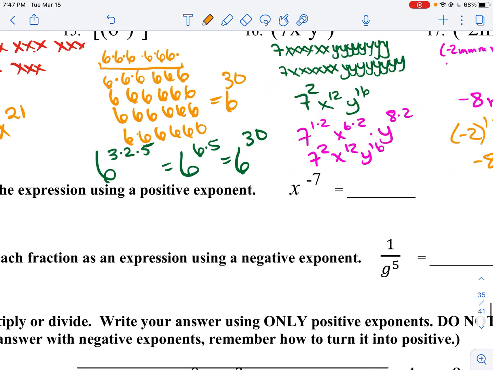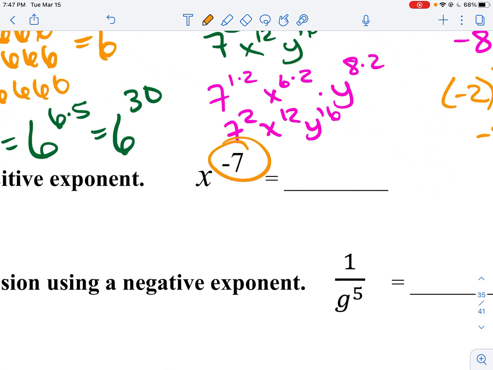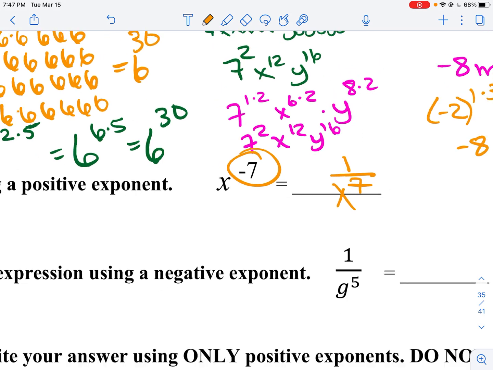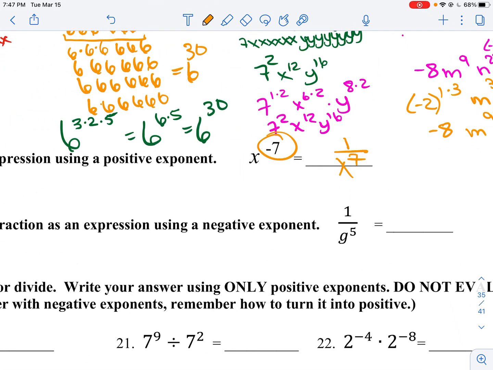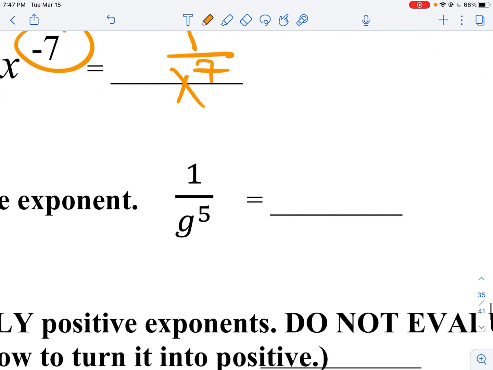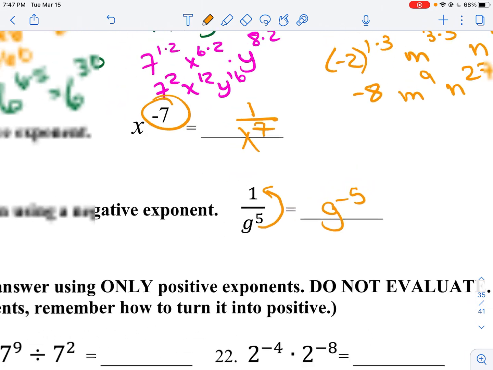Okay. Write an expression with positive exponent. Negative exponent means move me and make me positive. So it's going to be 1 over x to the 7th. Now write this using a negative exponent. So if I move it upstairs, because I just moved it, it's going to become a negative exponent.